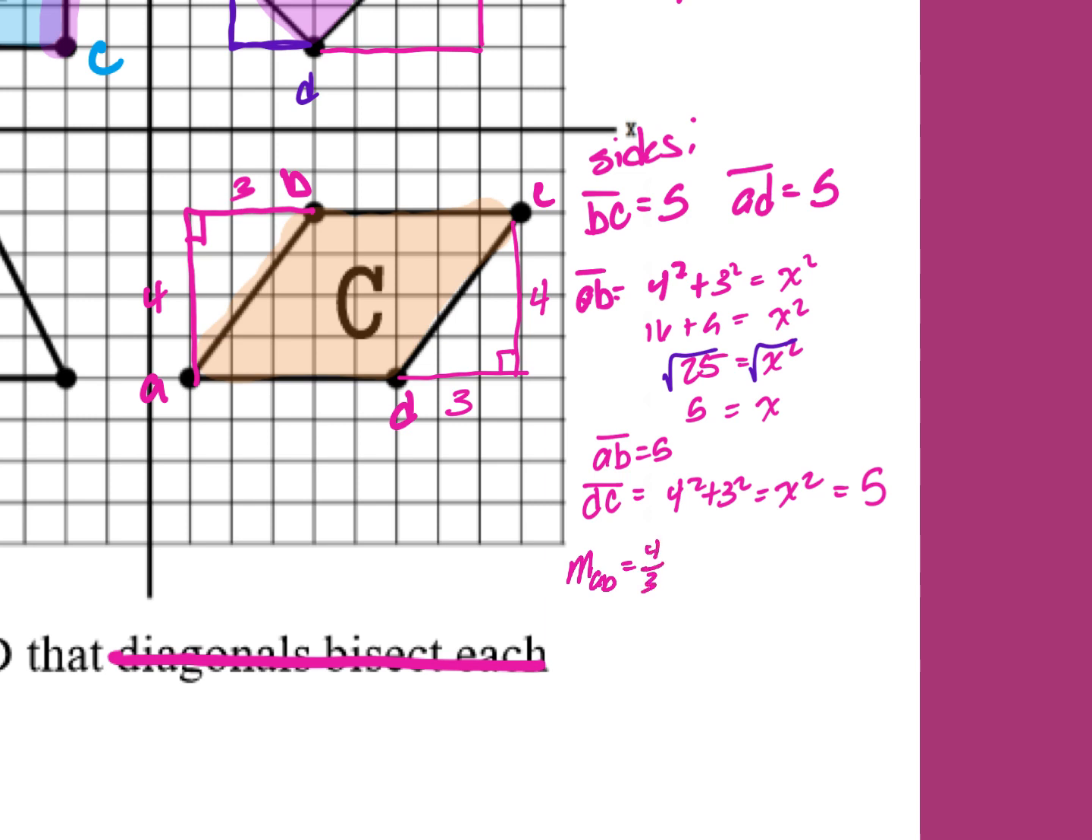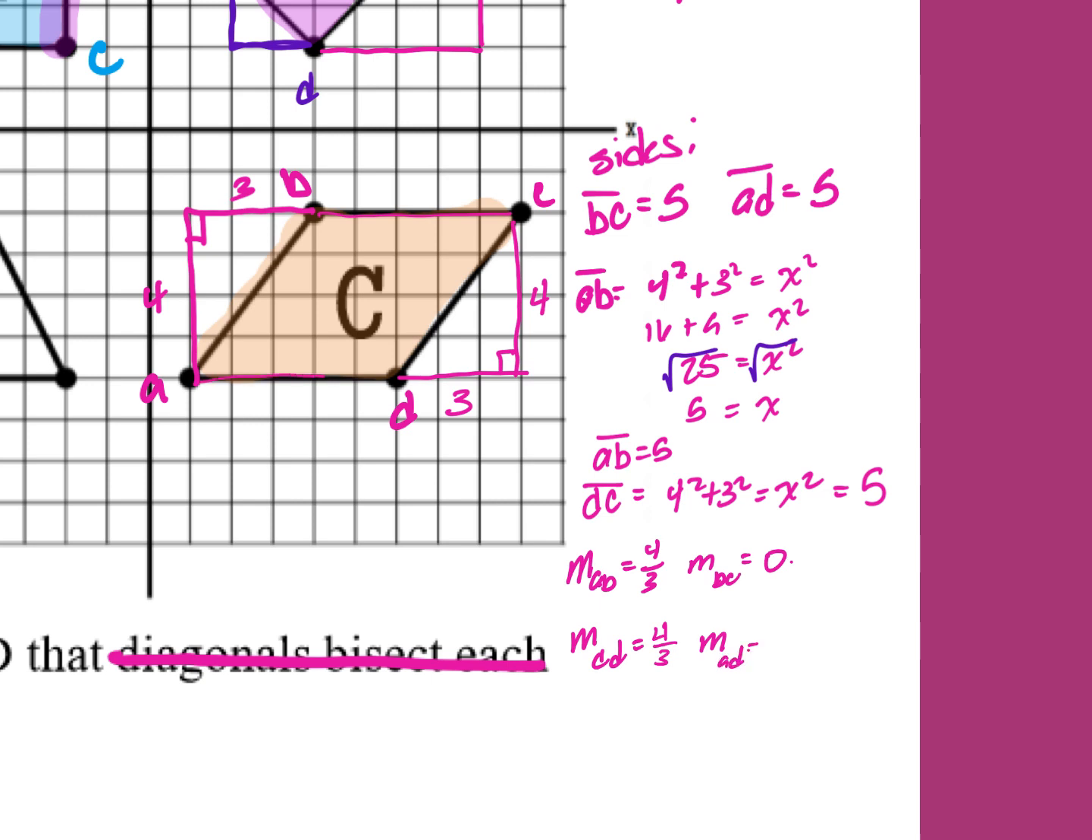3. What's the slope of BC? BC is here. 0. Are those negative reciprocals of each other? No. Okay, what's the slope of CD? What's my rise? What's my run? My slope positive or negative? Positive, right? Okay. Are those 0 and 4/3 negative reciprocals of each other? No. And what's the slope of AD?